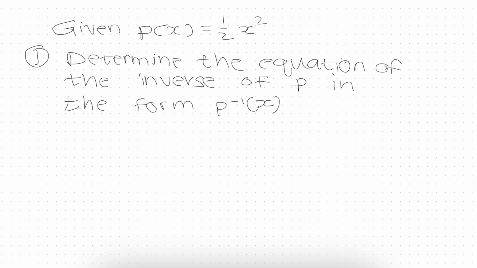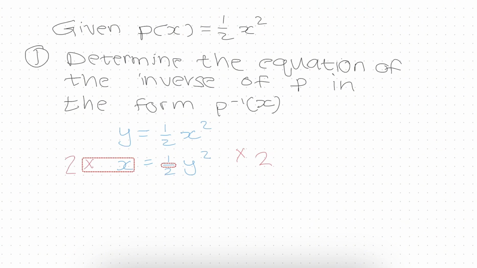Given p of x is equal to half x squared, determine the equation of the inverse of p in the form p to the negative 1 of x. Knowing that function structure p of x is just y, output, let's set it up in basic structure. Applying the rules, we swap our x and our y variables, and now we need to make y the subject of the formula again through basic algebra.